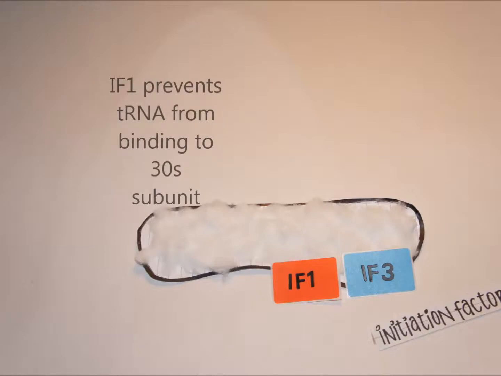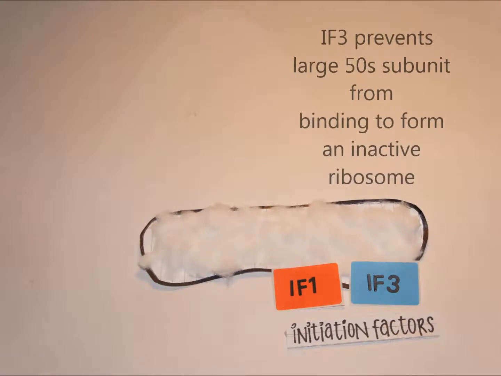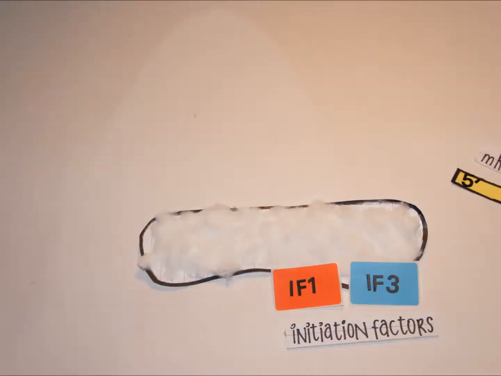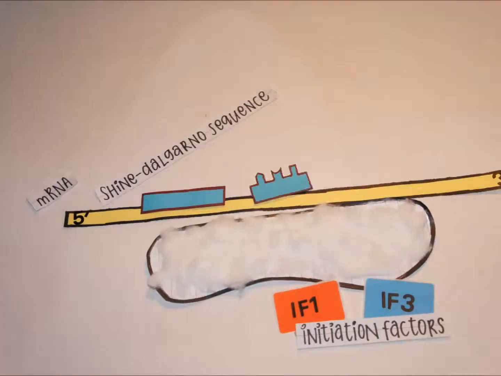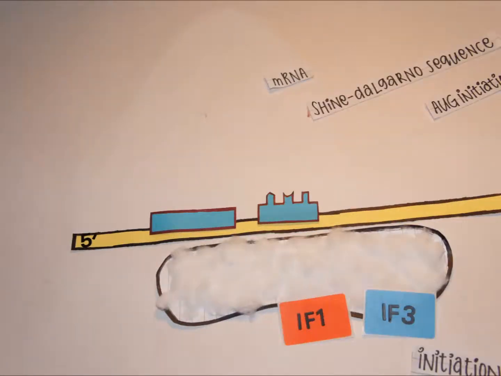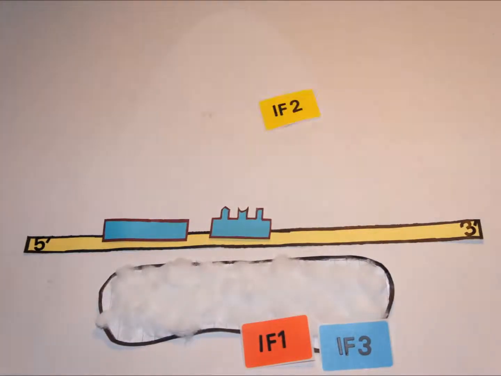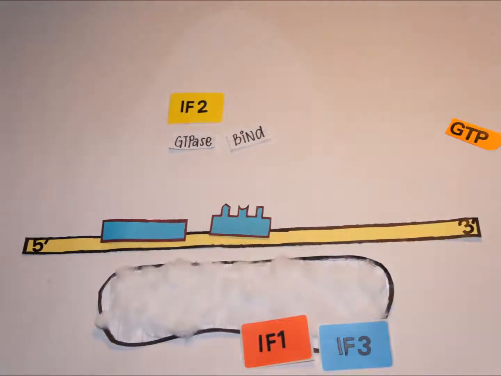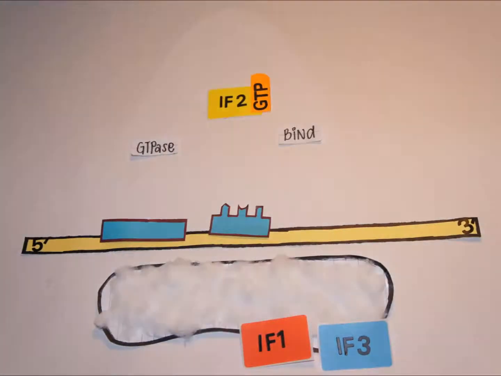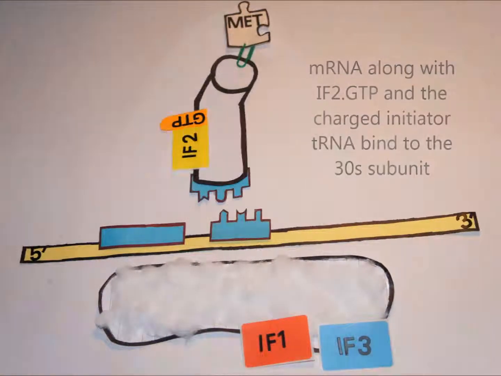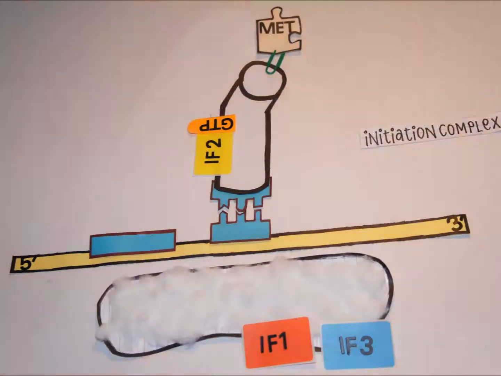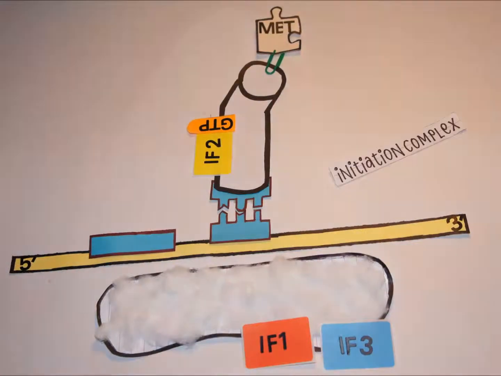IF1 prevents tRNA from binding to the small 30S subunit, and IF3 binds to the free 30S subunit, preventing the large 50S subunit from binding to form an inactive ribosome. The third initiation factor, IF2, is a GTPase that binds GTP. IF2, which carries a molecule of GTP and the charged initiator tRNA, binds to a free 30S subunit. After all these have been bound, the 30S initiation complex is formed.